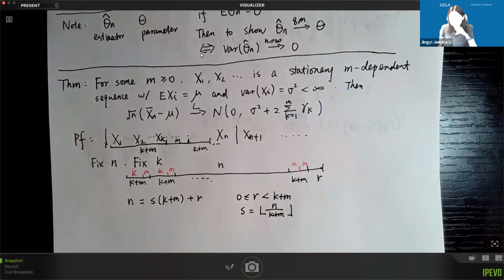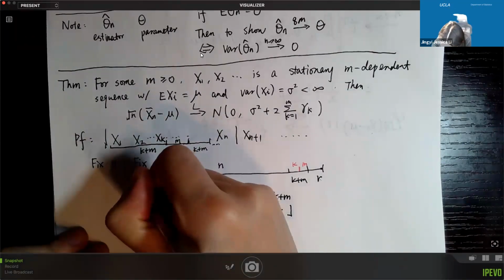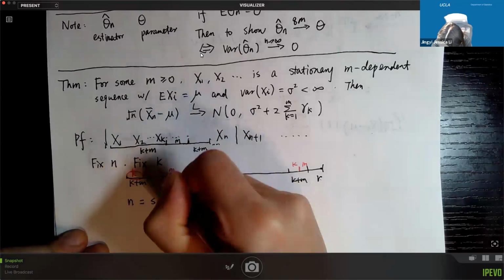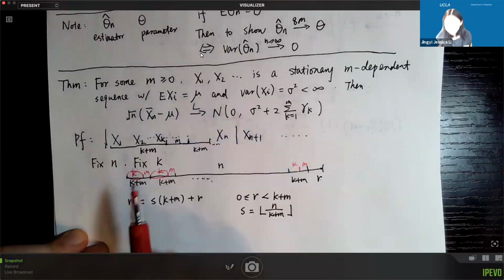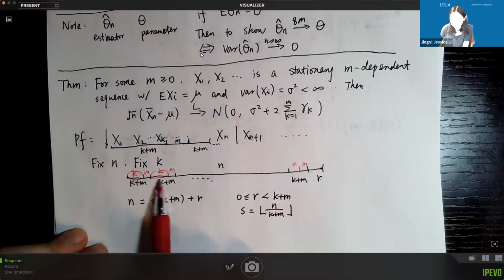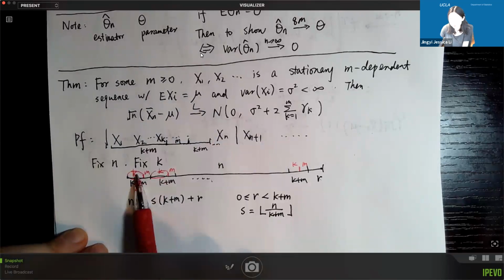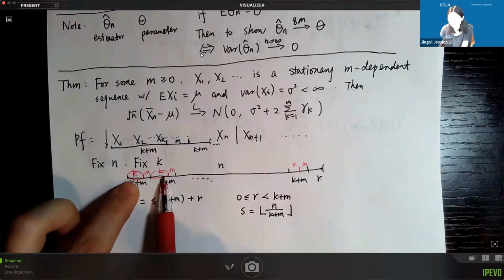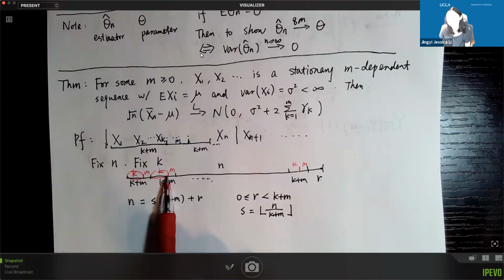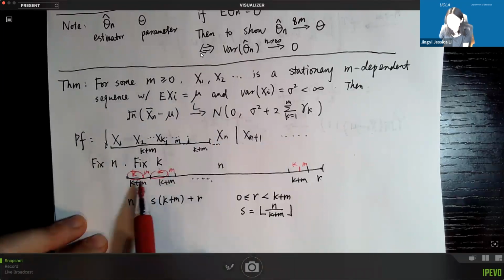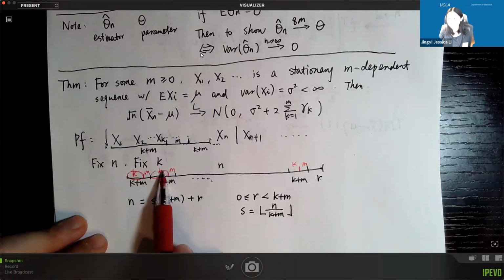Why do I want to do this? The reason is that if you think about the m-dependence, we know that by looking at the variables here and the variables here, because they are separated by m, each pair of variables, one from each segment, will be independent of each other. So therefore, if I take a partial sum here and a partial sum here, these two partial sums will be independent. And that's what I want to say.